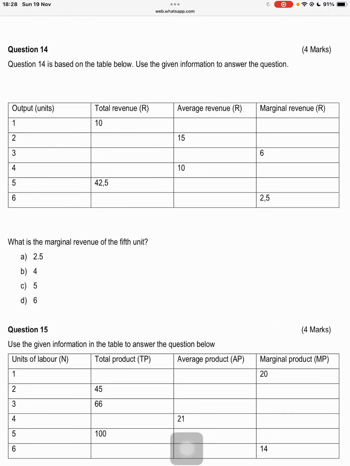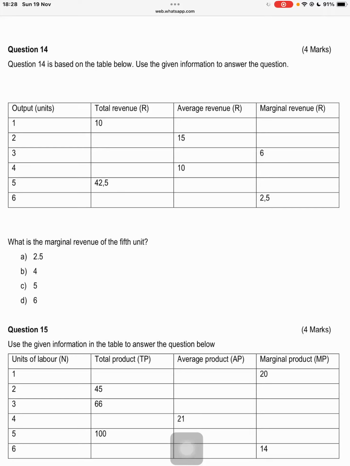And we have marginal revenue, we have average revenue. Then we have, what is the marginal revenue of the fifth unit? So your starting point is understanding what the marginal revenue, the total revenue, and the average revenue are, and how these three elements are calculated. That is your starting point. Then you should be able to have a go at it.